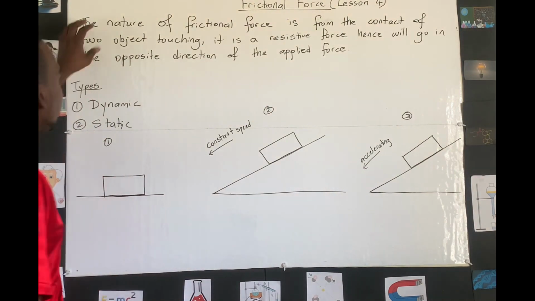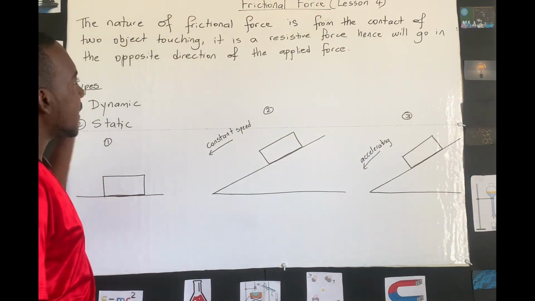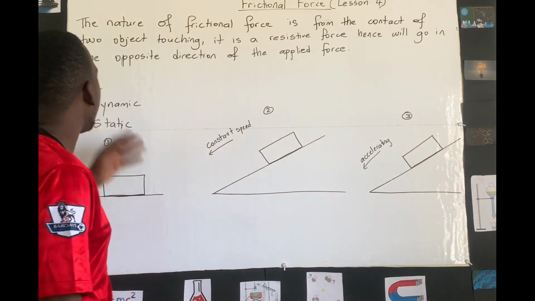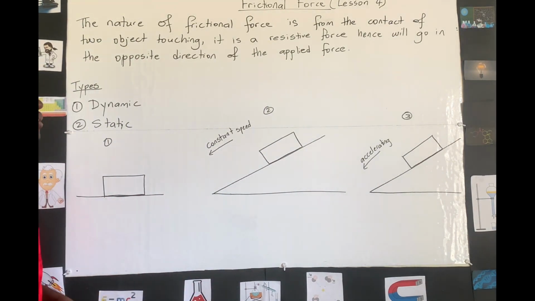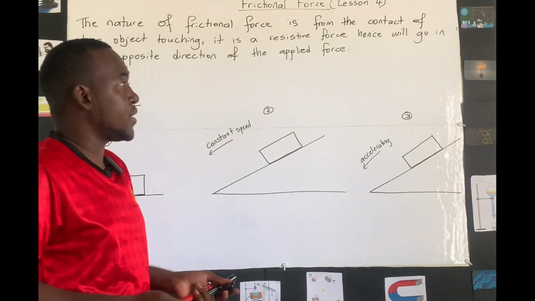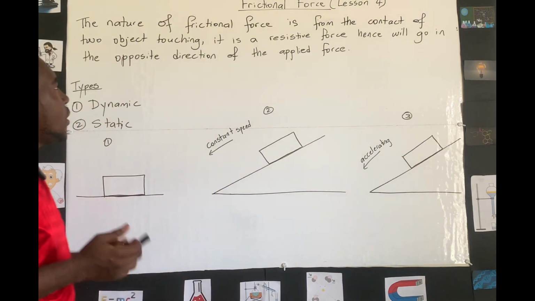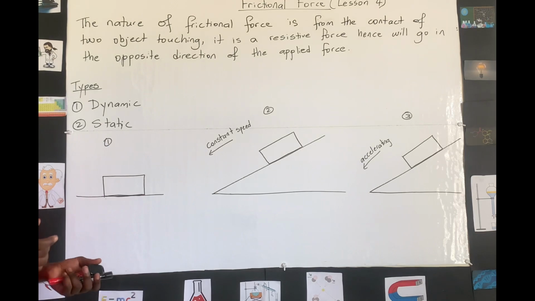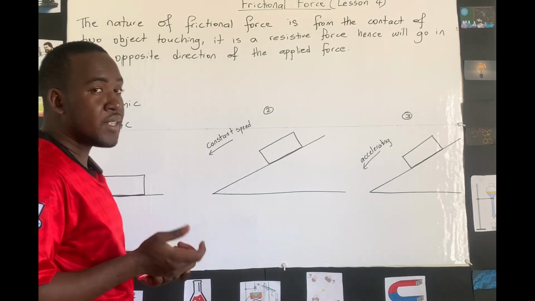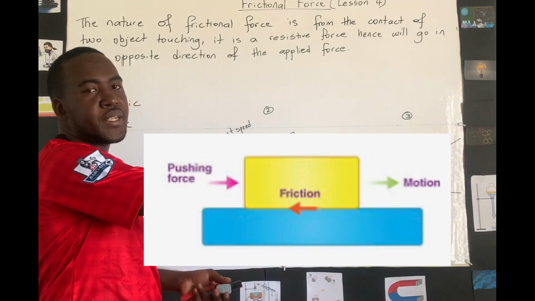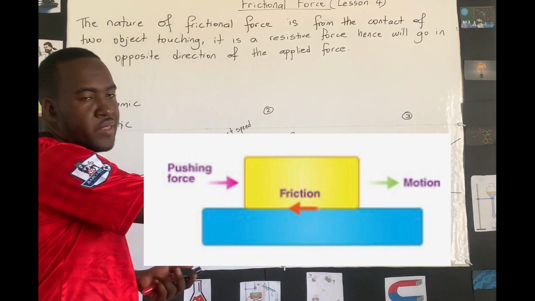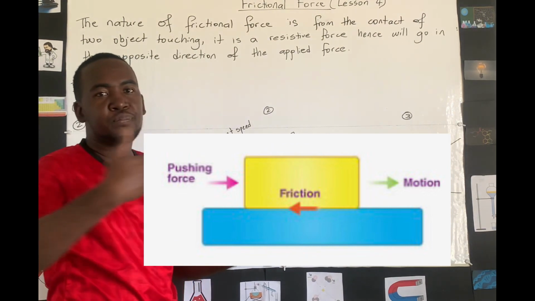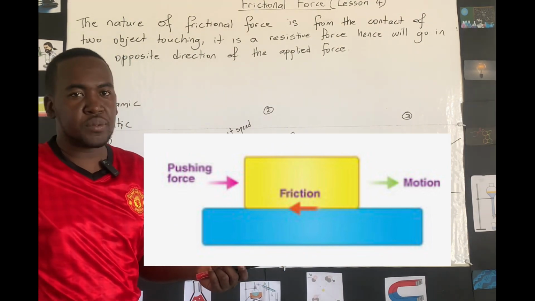So, the nature of frictional force is from contact of two objects touching each other, and this is a type of resistive force. Hence, it will always be in opposite direction to your applied force. What that means is if we are pushing an object over that direction, then the frictional force will be trying to put it in the opposite direction.